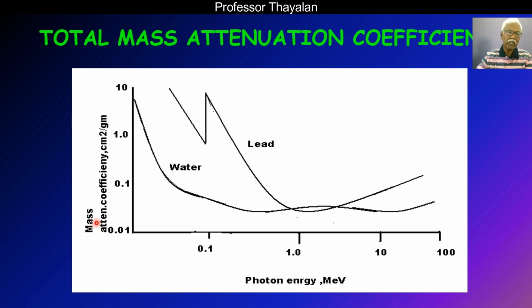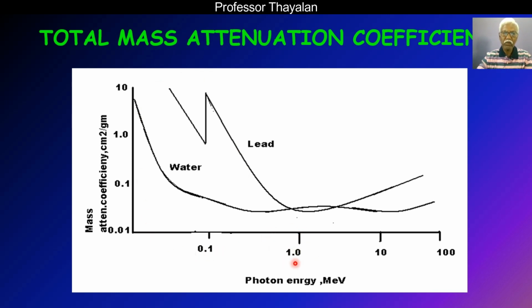It is drawn with mass attenuation coefficient versus photon energy. The upper curve is for lead, the lower curve is for water. You can see the difference. At low energy, there is a lot of difference between water and lead, and lead also has the K absorption edge here. This is the diagnostic radiology energy, where high Z and low Z materials are differentially absorbed.